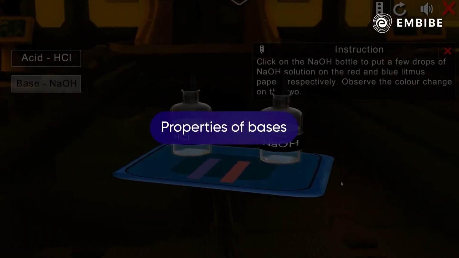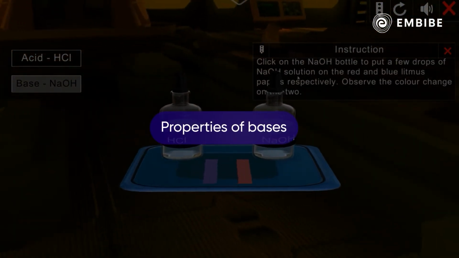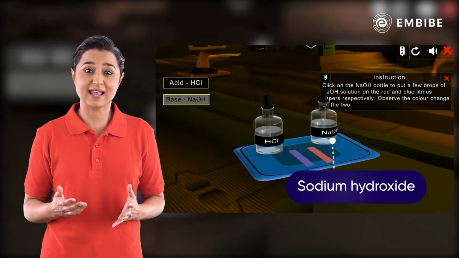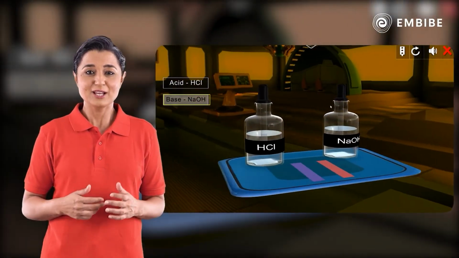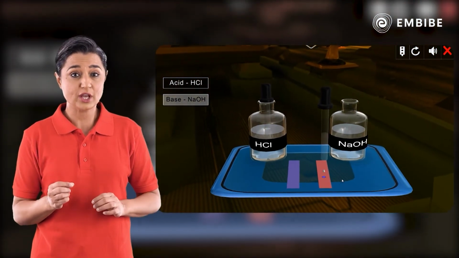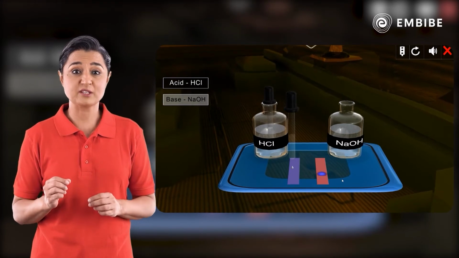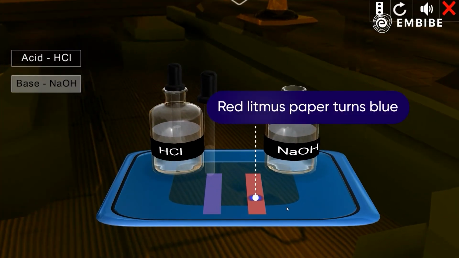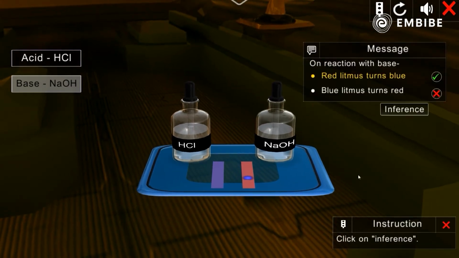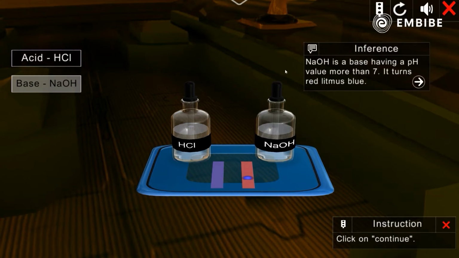Let us now study the properties of bases, taking sodium hydroxide as an example. To begin, add a few drops of NaOH to red and blue litmus papers. You will observe that the red litmus paper turns blue while the blue litmus remains unaffected. To conclude, we can say that NaOH is a base having a pH value more than 7.